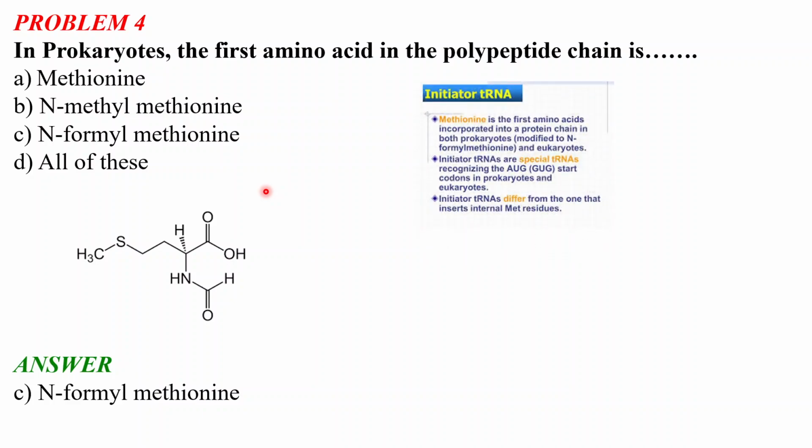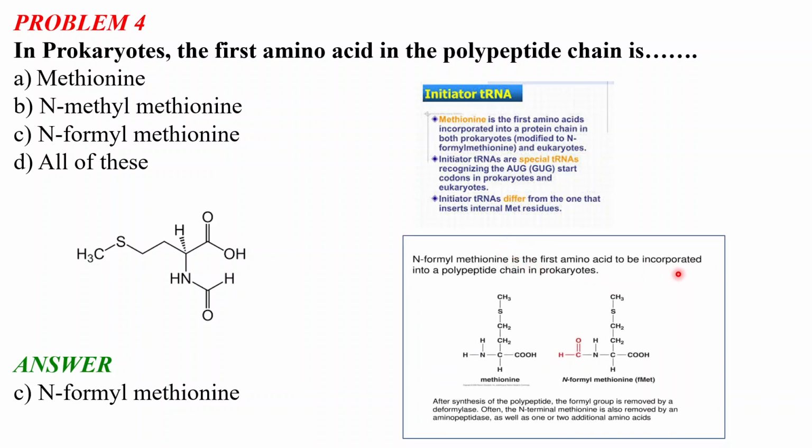Initiator tRNA methionine is the first amino acid incorporated into the protein chain in both prokaryotes and eukaryotes. In prokaryotes it is modified to N-formyl methionine, and in eukaryotes methionine is the first amino acid which is coded. The initiator tRNAs are special tRNAs that recognize AUG or GUG as the start codon for prokaryotes and eukaryotes. Initiator tRNA is different from the one that inserts internal methionine residues. N-formyl methionine is the first amino acid to be incorporated into the polypeptide chain in prokaryotes. So, this is methionine, this is N-formyl methionine. After synthesis of the polypeptide, the formyl group is removed by a deformylase. Often the N-terminal methionine is also removed by an aminopeptidase, as well as one or two additional amino acids.